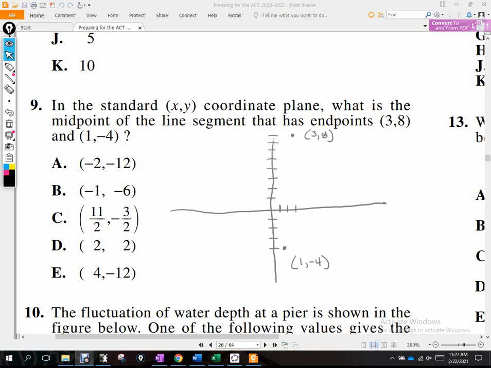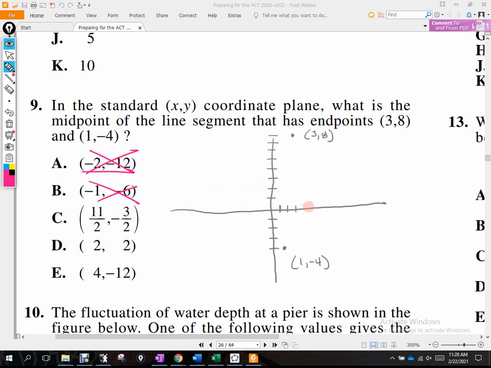Okay, so if I don't know the algebraic formula for this, I could at least graph everything, right? I've graphed the things that they gave me in the problem. If I look at negative, so this is if I connect those, that's the segment, right? If I look at -2, -12, that'd be all the way down here, right? Is that going to be the midpoint of that segment? Nope. What about -1, -6? Nope.